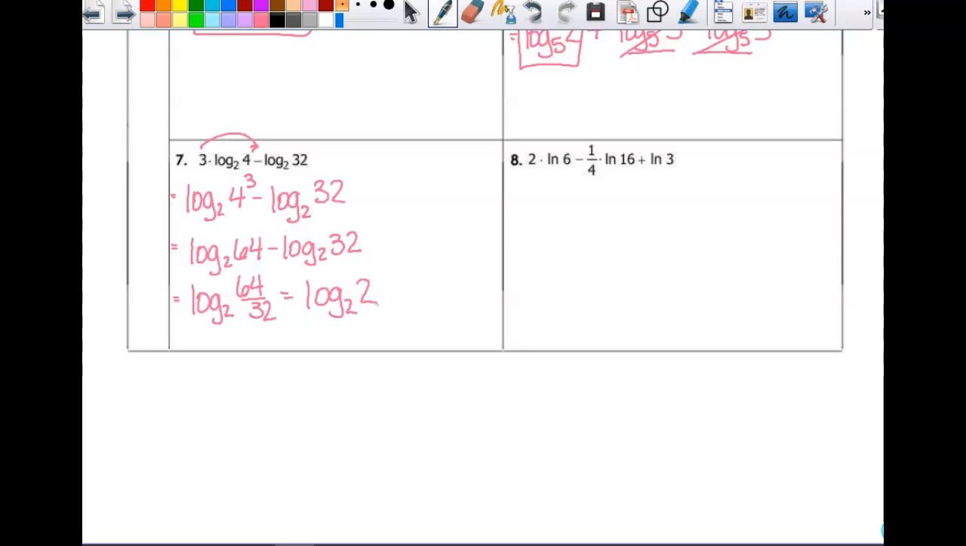Y'all agree with that? But what is log base 2 of 2? 1. I can actually take that a little bit farther there. Everybody okay with that? All right, let's look at number 8.